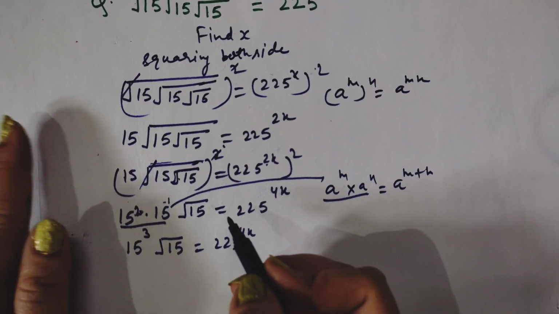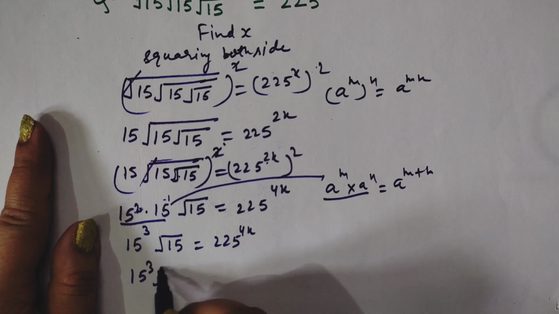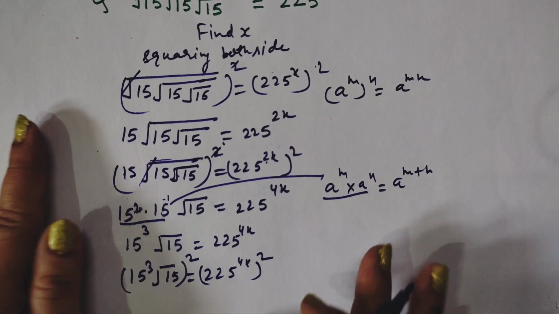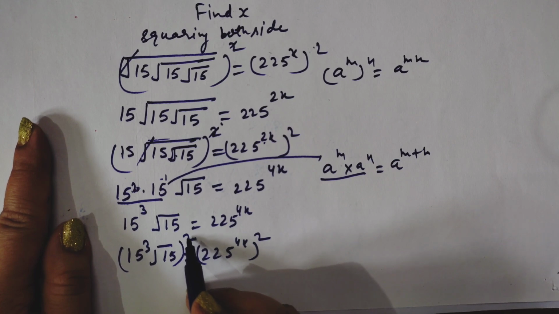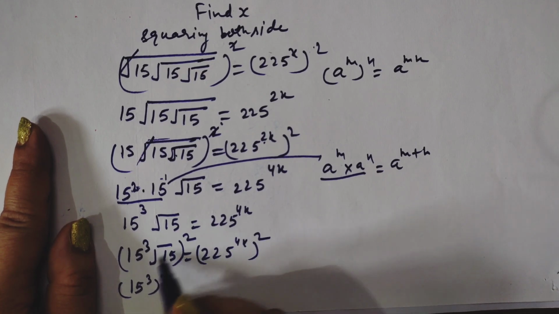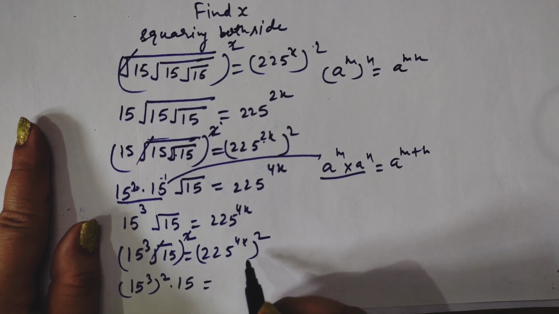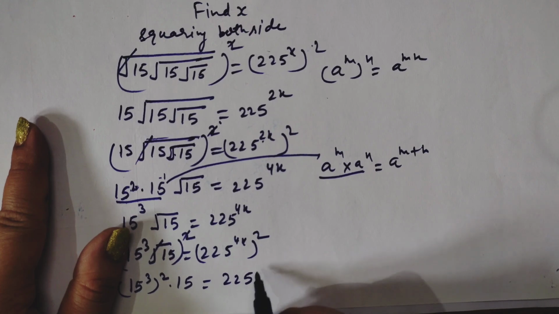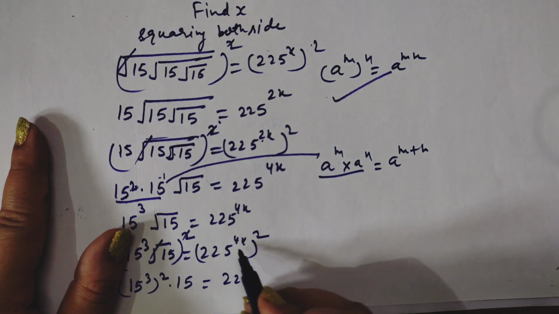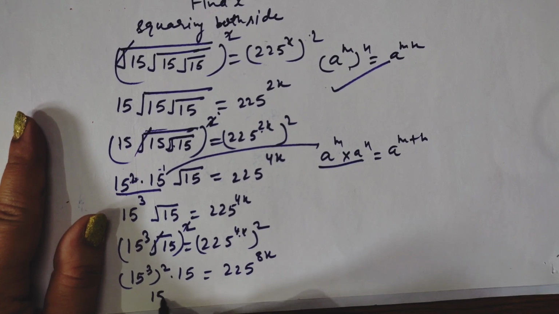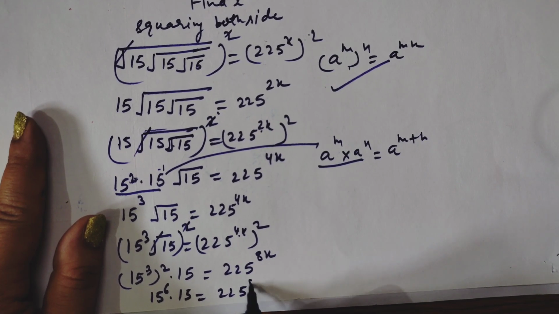One root is remaining, so again we will square both sides. So 15 cubed root of 15, 225 to the power 4x, whole squared. Now this 3, you can see, 2 multiplied by 3. So 15 to the power 6 in the next step, and this root is canceled out by this square. This square is canceled by the square root, and 15 is here, and here you can see 225 to the power 4x into 2, which is 8x, power to power, we are using this law again. 3 to the 6. So 15 to the power 6 into 15 equals 225 to the power 8x.